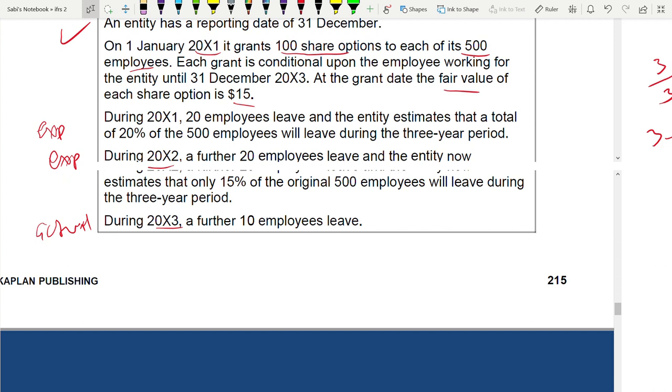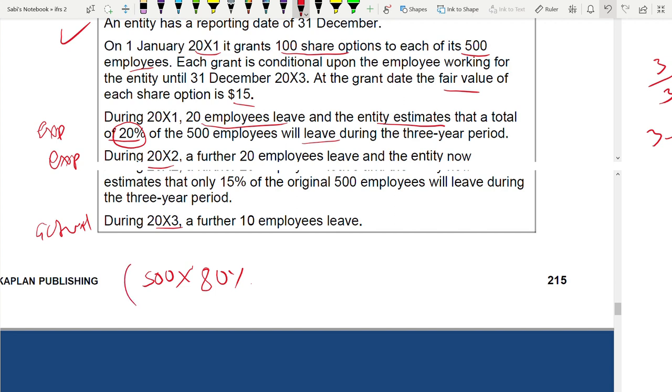How many employees are there? 500 employees. For 2001, 20 employees leave. You don't take it now. This figure you will need in the vesting period, that is 2003. We'll keep it. And the entity estimates that a total of 20% of the 500 will leave during the 3 year period. So you have to take out this 20%. If you deduct 20%, you are left with 80%. You cannot give the benefit to those employees who are leaving. The options are only for those who are staying during those 3 years. That means 80% are staying, 20% are leaving. That's why we are taking 80%, the ones who are staying.